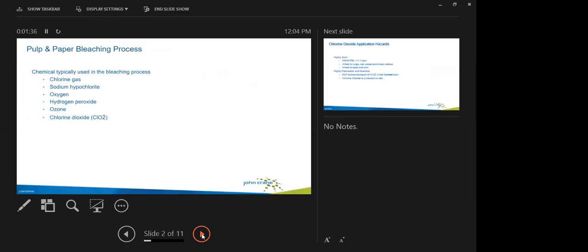For those of you that are familiar with the pulp and paper industry, there are a lot of different chemicals used in the bleaching process. You can use chlorine gas, sodium hypochlorite, oxygen, hydrogen peroxide, ozone, or chlorine dioxide like we're talking about. The use of chlorine dioxide has increased quite a bit because of restrictions on the use of chlorine gas. It's not necessarily a new chemical for this process. It started in Sweden back in the 1950s, was introduced to the kraft process in the 1960s, and has been widely used since then.